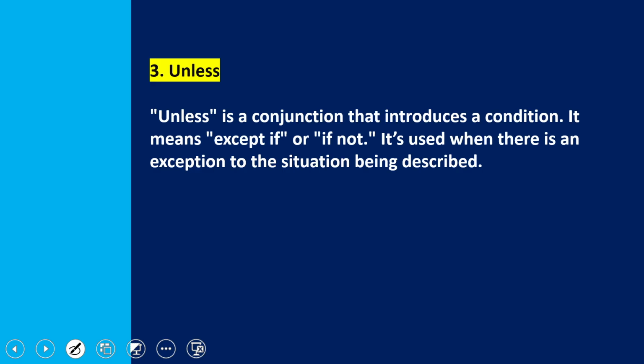Unless. Unless is a conjunction that introduces a condition. It means except if or if not. It is used when there is an exception to the situation being described, right? So unless denotes basically a condition, and till and until both denote a time range, right?